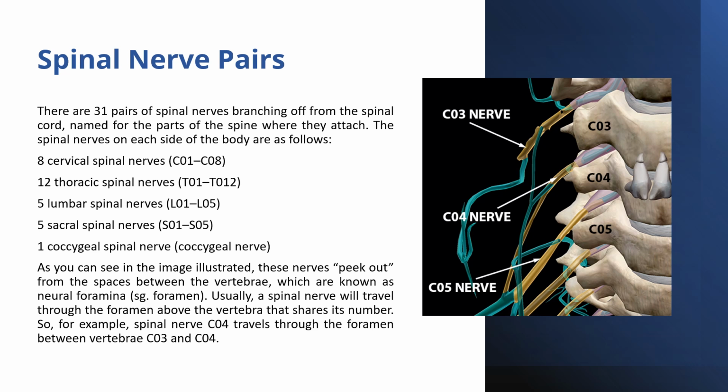As you can see in the image illustrated here, these nerves peek out from the spaces between the vertebrae, which are known as neuroforamina, also foramen. So usually a spinal nerve will travel through the foramen above the vertebra that it shares its number. So for example, spinal nerve C4 travels through the foramen between vertebrae C3 and C4.